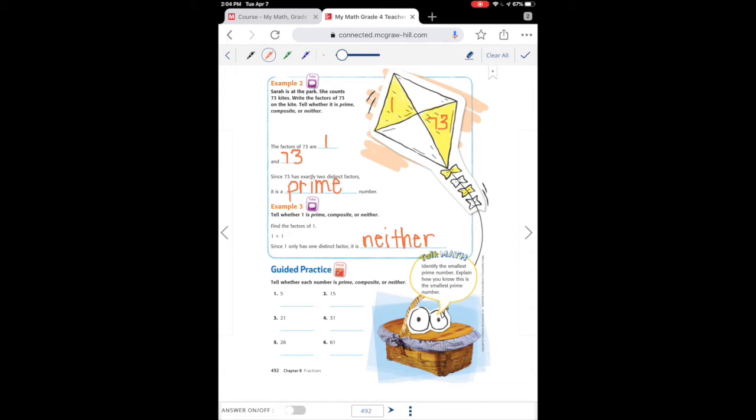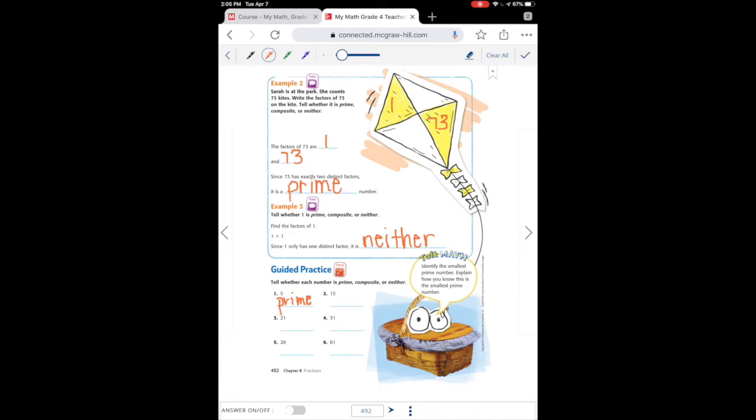All right, guided practice. Tell whether each number is prime, composite, or neither. So if it's only divisible by 1 and itself, it's prime. If it's divisible by 1, itself, and more numbers, it is composite. And if it's the number 1, it's neither. So 5. Well, we know 1 and 5. Are there any other numbers that we can divide 5 by? Any other factors of 5? No, so it is prime.